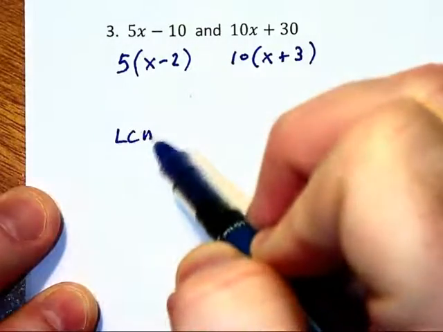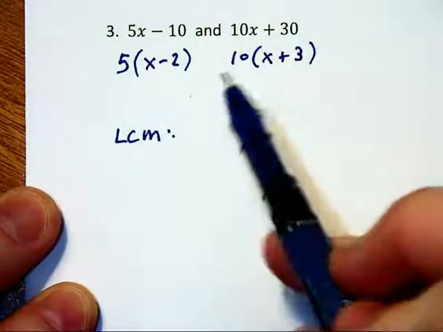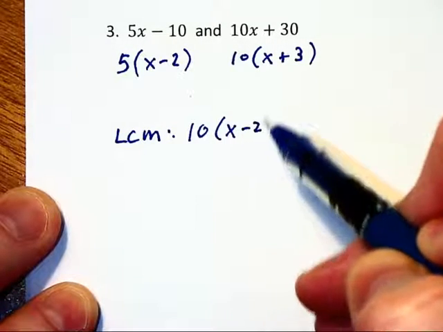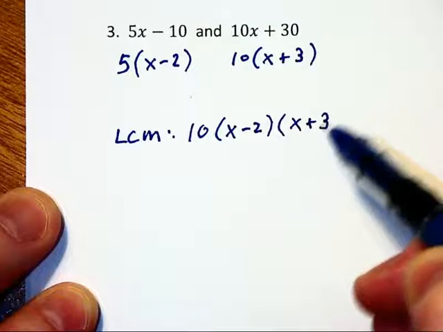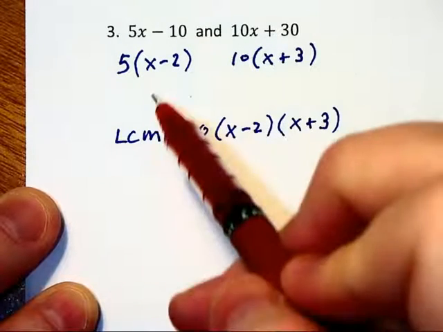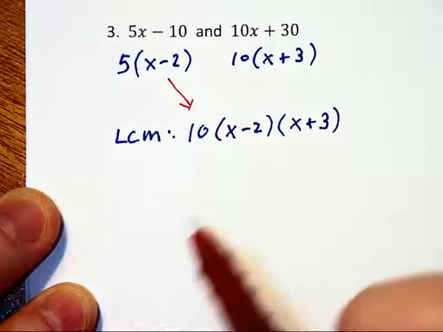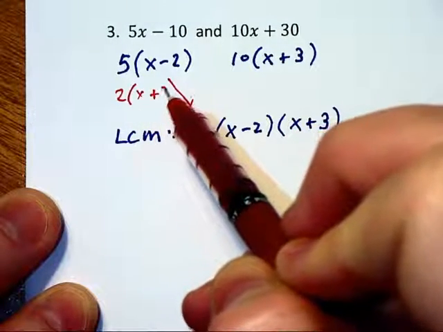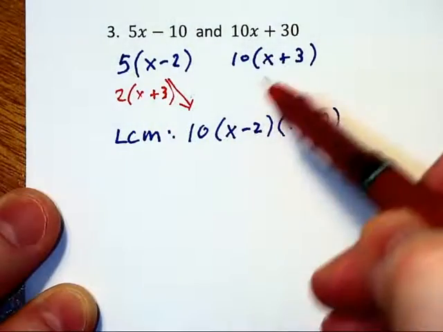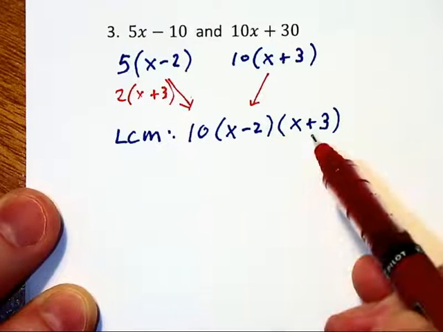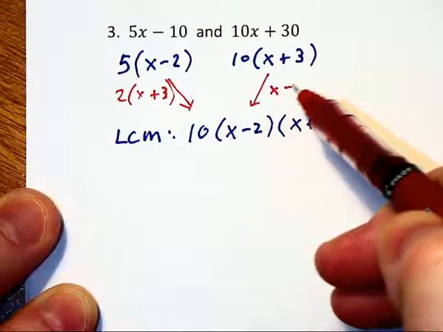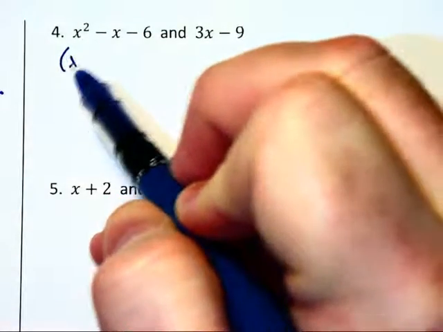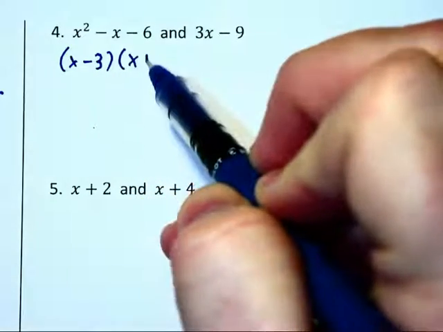The least common multiple is going to be 10, because 5 and 10 both go into 10, multiplied by those 2 factors, x minus 2 and x plus 3. Now, this first term, 5 times x minus 2, is getting multiplied by a 2 to go from 5 to 10, as well as an x plus 3 to get to that least common multiple. This second expression already has the 10, already has the x plus 3, so it's getting multiplied by x minus 2.